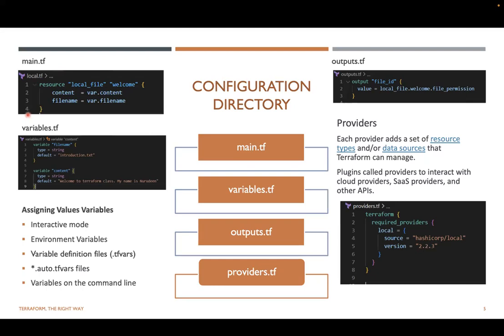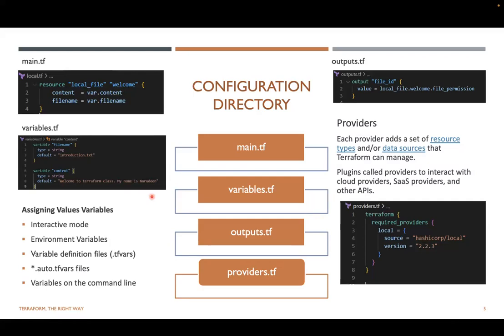Take, for example, we have this file, and now I have created a variable var.content, right? And in my variable file, I did not put any default for it. I did not put any default. Such a definition, when I run it, Terraform will ask me interactively, okay, what is the file name and what is the content I want to put? That is interactive mode. Did I explain that very well?